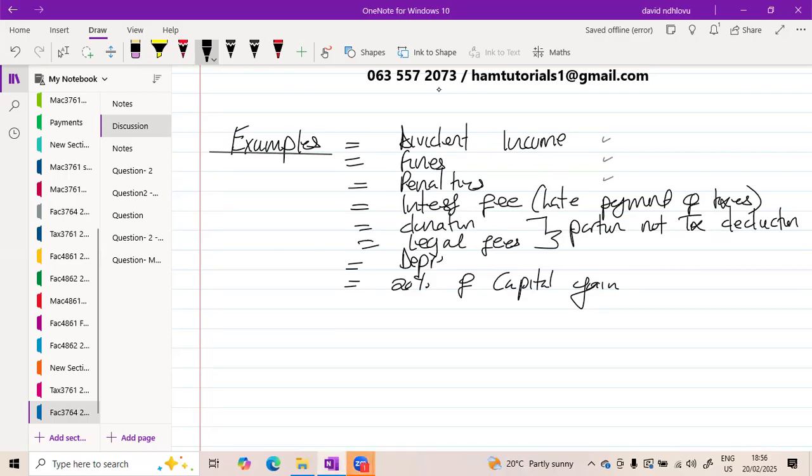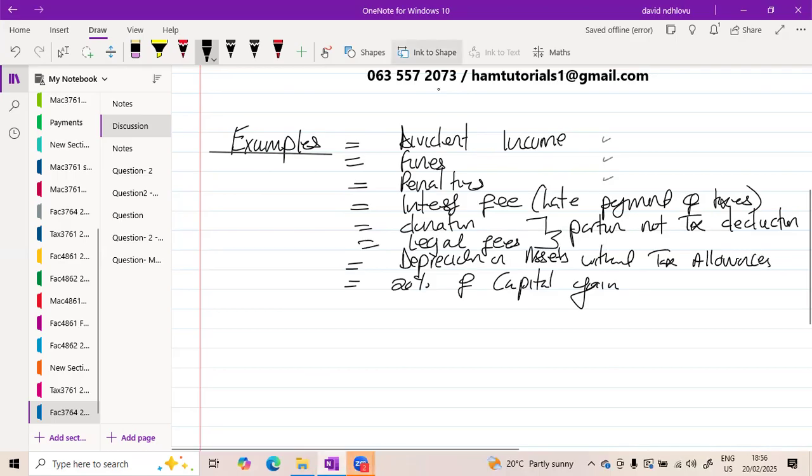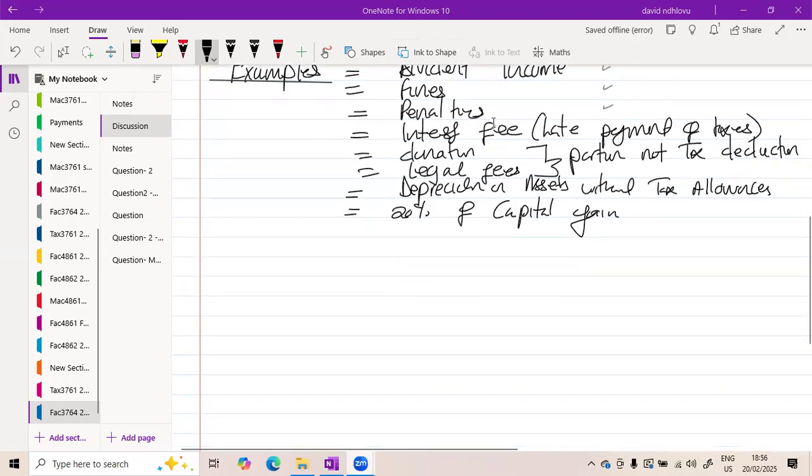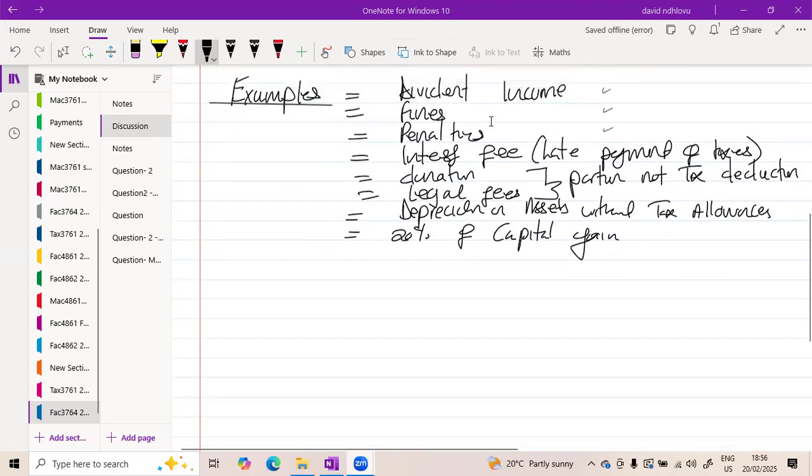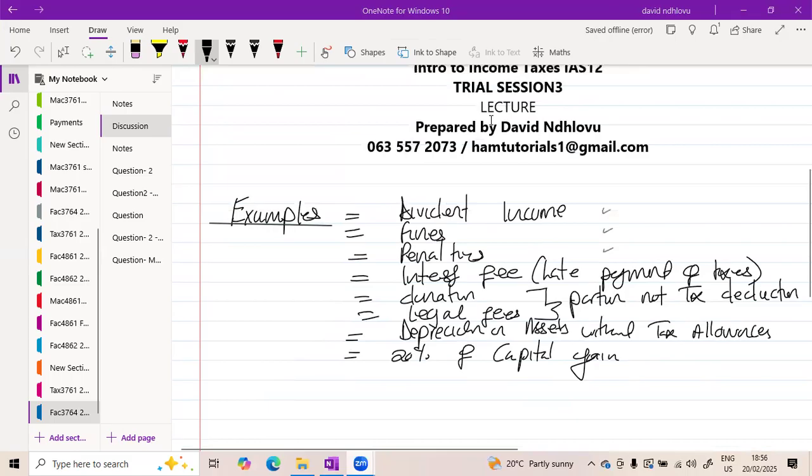Right, depreciation on assets without tax allowances. Now, normally this happens on what? On admin or factory buildings. Right, on admin or factory buildings. So these are the items normally that we deal with. Right, we forgot foreign income, isn't it?